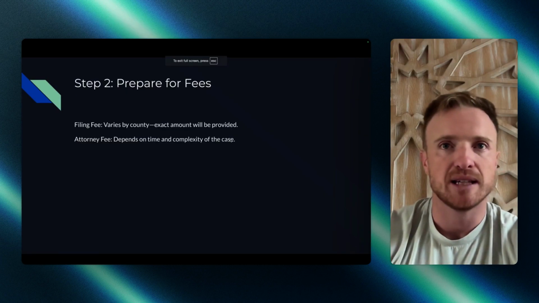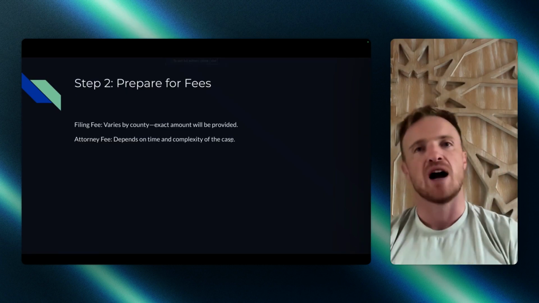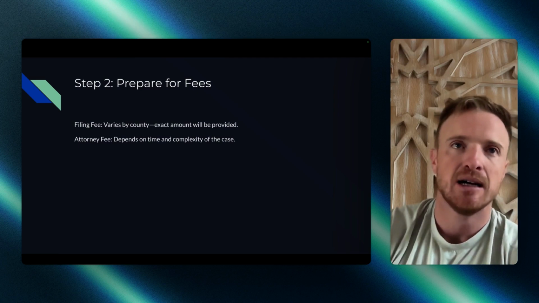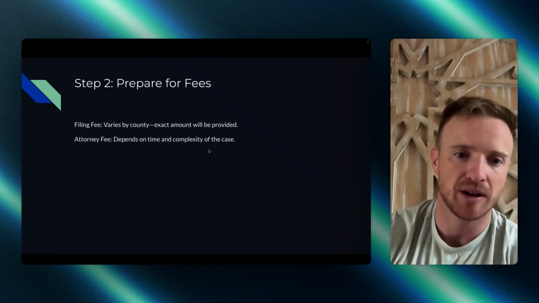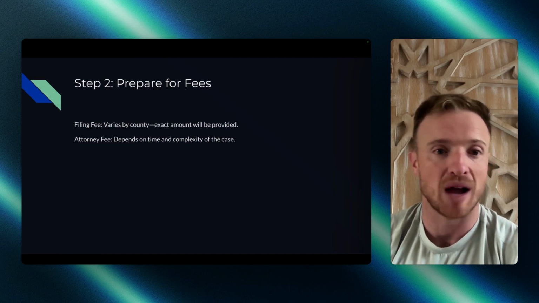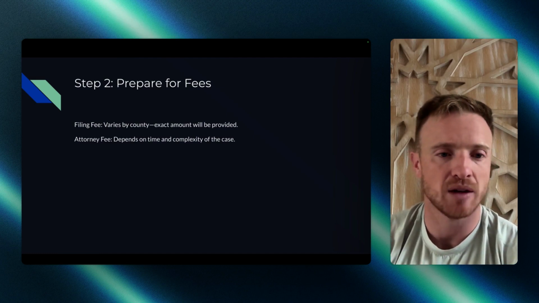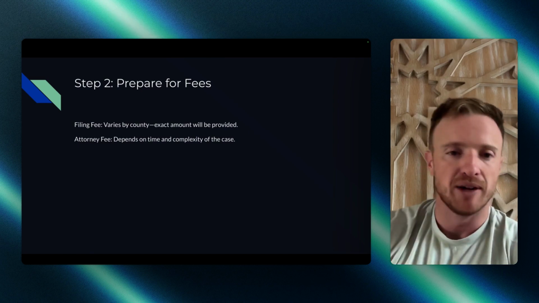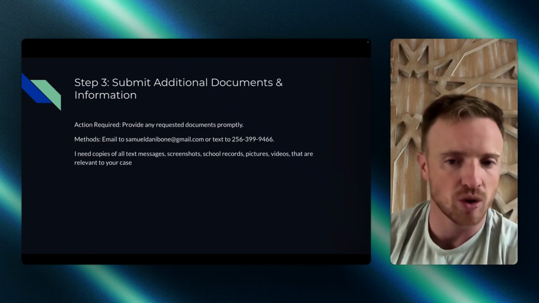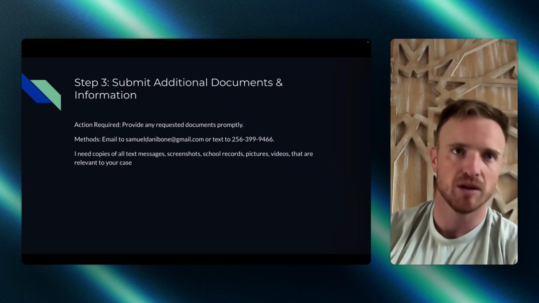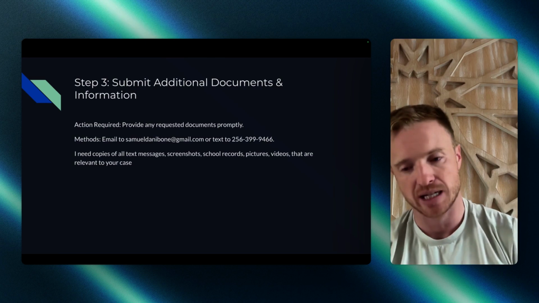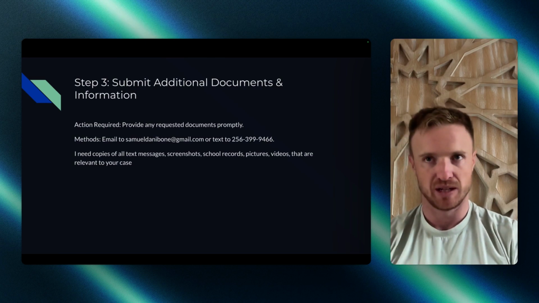Next, prepare for fees. If we're modifying custody, the fee in Etowah County is $308.88. I don't know what it is in other counties. And then you're going to have an attorney fee. I don't know what your attorney fee is on your case; we'll have to talk in person, text, or phone to kind of figure it out. Every case is different. Get me the documents. So if we need to show the court screenshots, school records, pictures, or videos that are relevant to your case, I've got to have those ahead of time. I've got to attach that to the emergency custody motion.